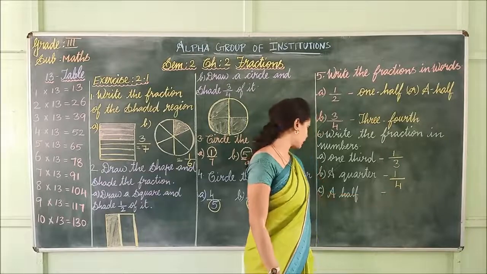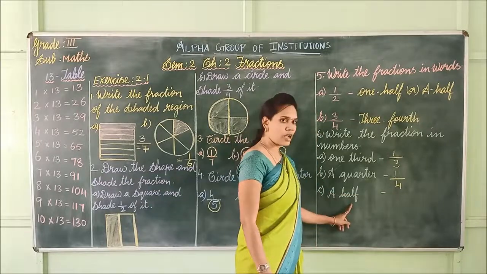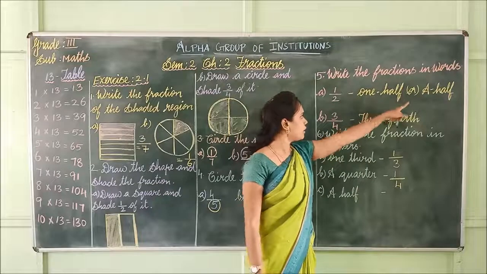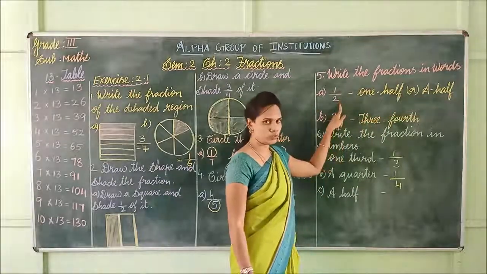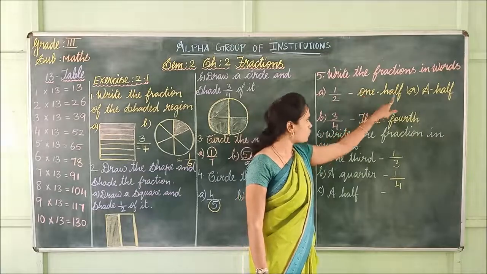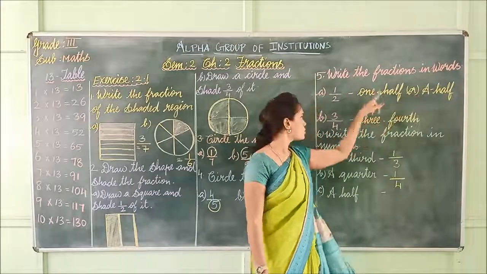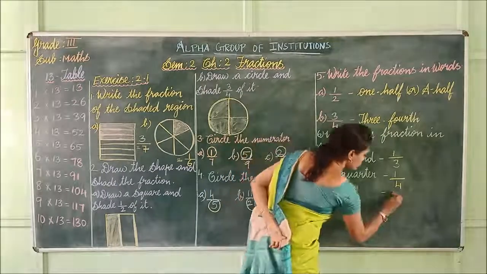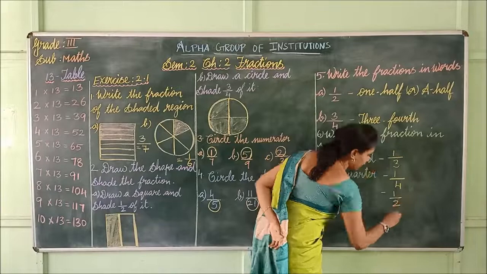Next one, a half. Half means what? The previous sum I have said, half. A half means 1 by 2. This can be said as 1 half or a half. So a half means what is the fraction? 1 by 2. Very good. So you have to write here 1 by 2.